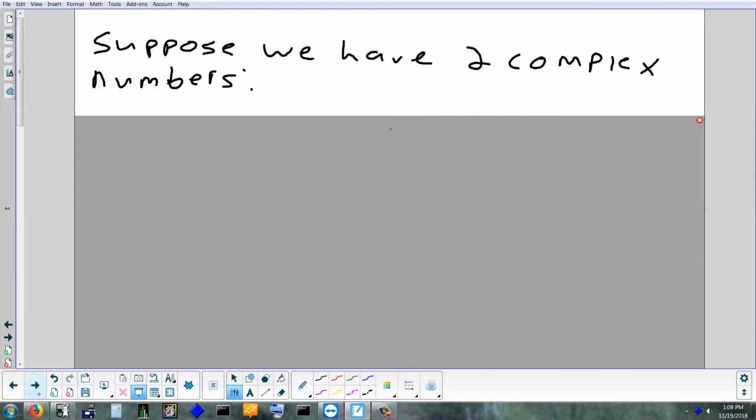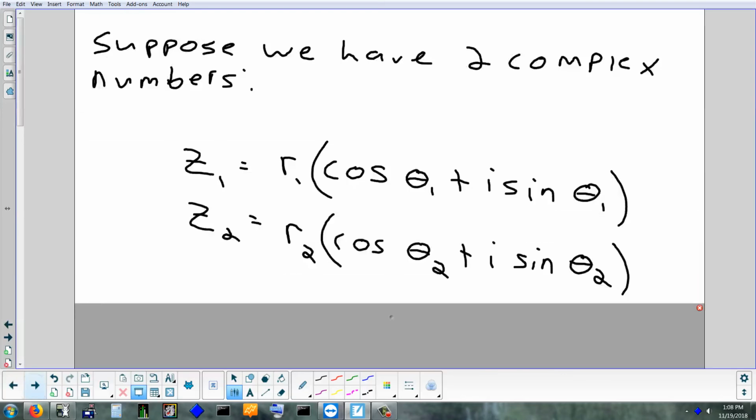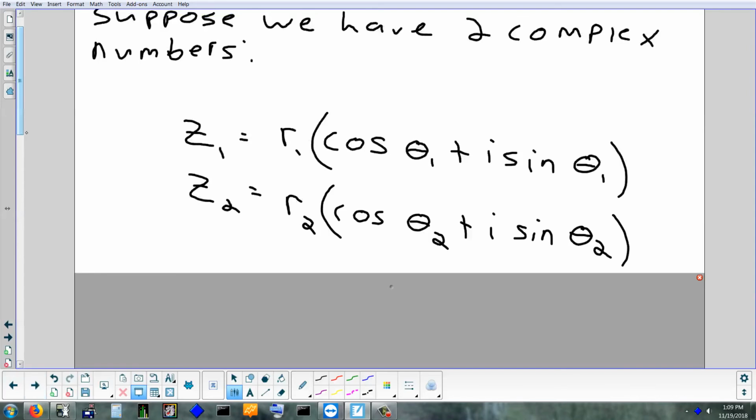Okay, let's look at dividing. So it's the same setup. You've got two complex numbers. We're going to divide them in polar, and we've got to find the new radius and the new angle. How do you think we're going to find the new radius this time? What do you think we'll do with r1 and r2? It's very similar to the last formula.